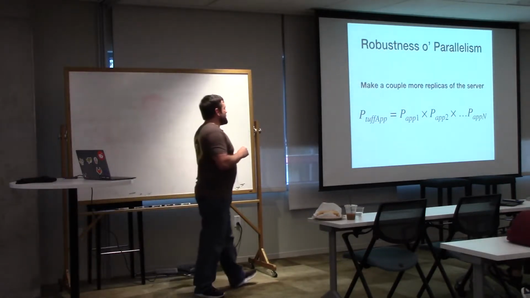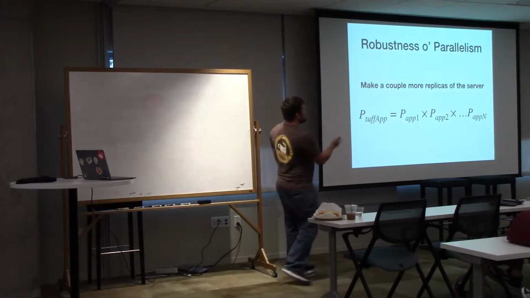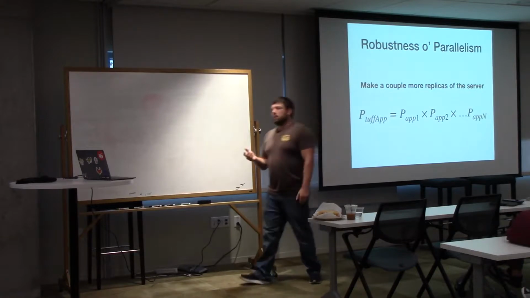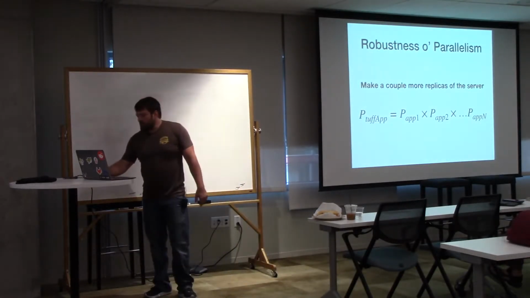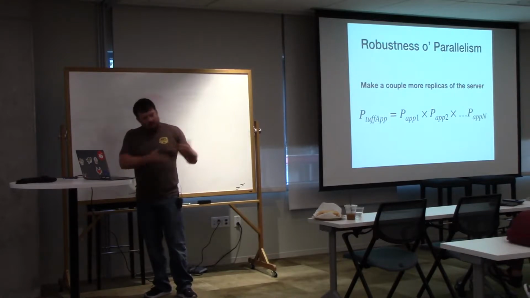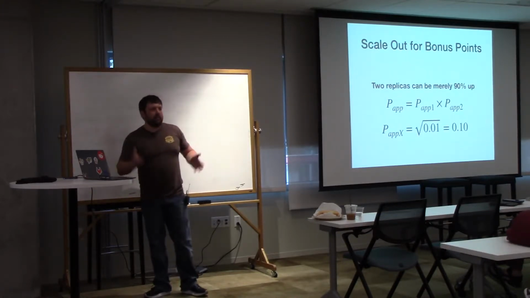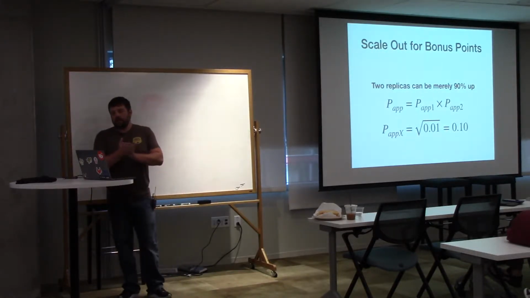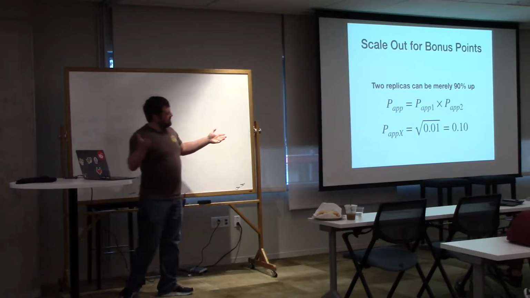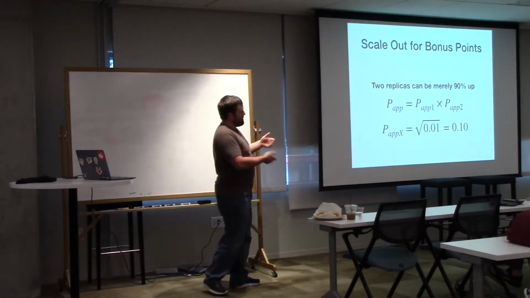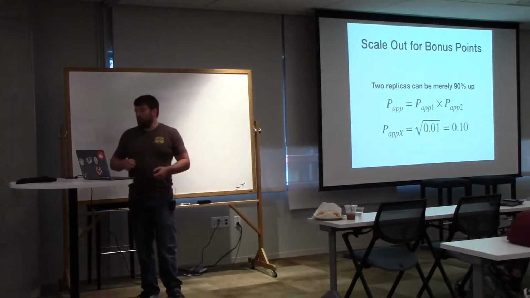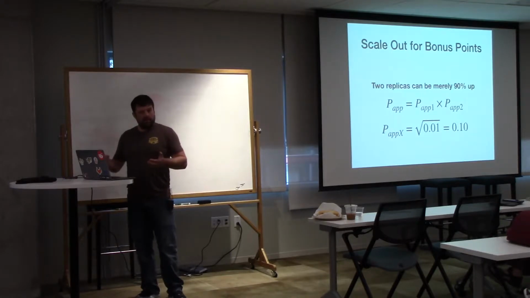So we've got the robustness of parallelism. Now I start saying I'm going to make a couple replicas, and that's going to make the app a little bit more resilient. This is a practice we use all the time, but I'm just trying to give you a little bit of the computational background. So we can scale out. Let's go up to 2 nodes. If I take the square root of 0.01, I get 0.1. What does that say? Those apps only need to be 90% up. I just shaved 9% off of the reliability I need to have. I can have an app that's not as reliable.